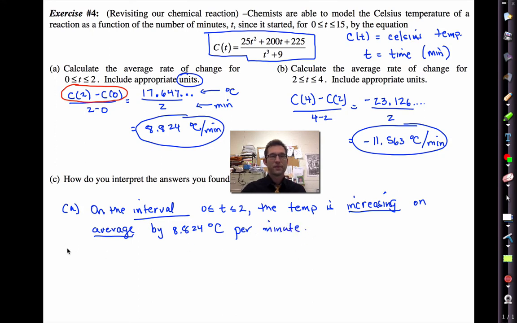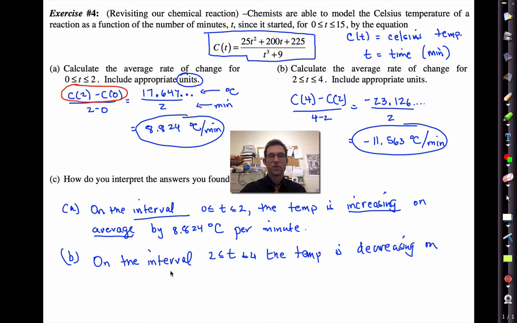All right. And boy, the second one has a very, very similar interpretation. We'll say on the interval, what do we have? 2 less than or equal to t less than or equal to 4. The temp is decreasing. Oh boy, that looks terrible. Decreasing on average, 11.563 degrees C per minute.